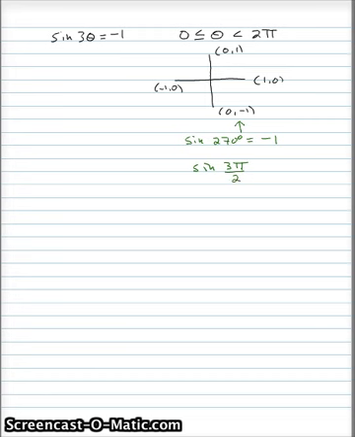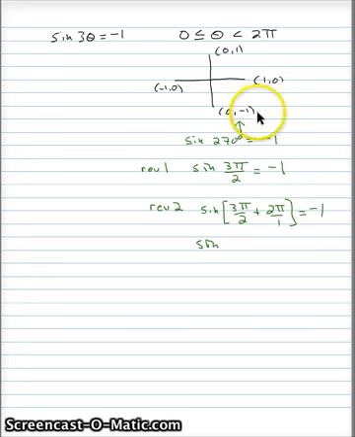This is our first revolution, our first time around. Sine of 3 pi over 2 is negative 1. So let me go ahead and consider that my first revolution, or revolution 1. But there's another one in revolution 2. If I start at 3 pi over 2 and go around again, namely sine of 3 pi over 2 plus 2 pi, that will also have to have a value of negative 1 because we're in the same location, a coterminal angle.